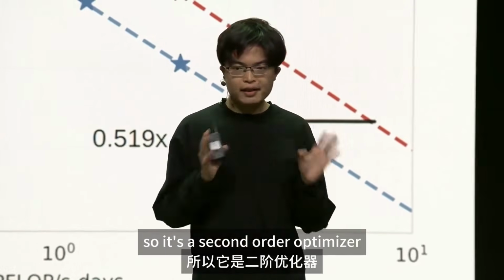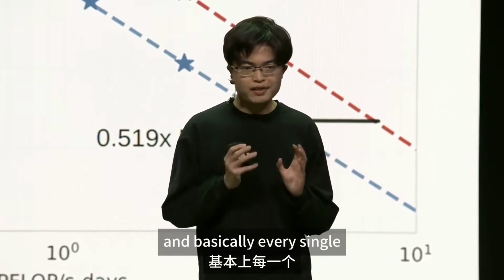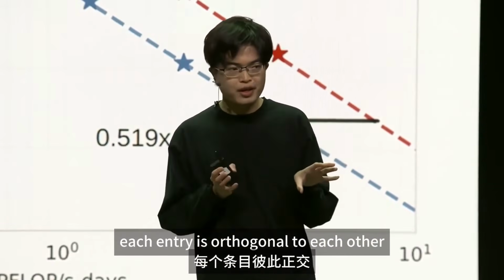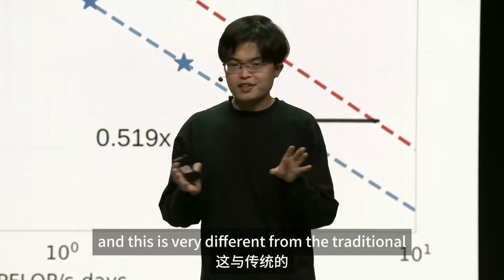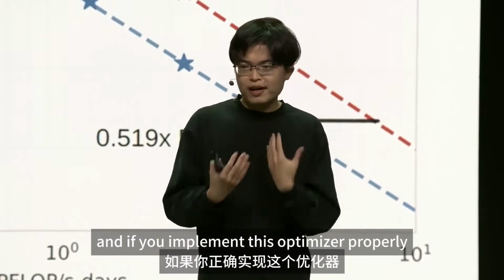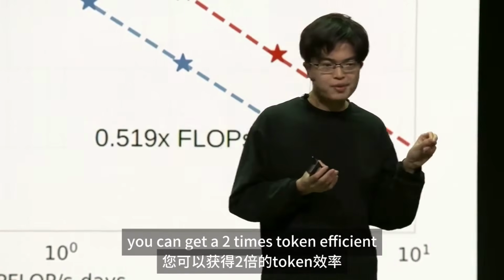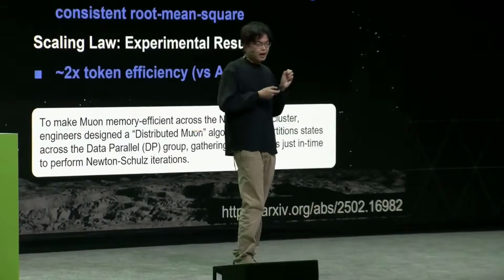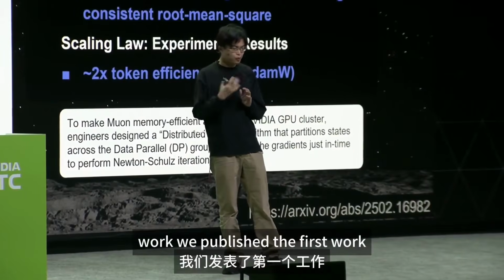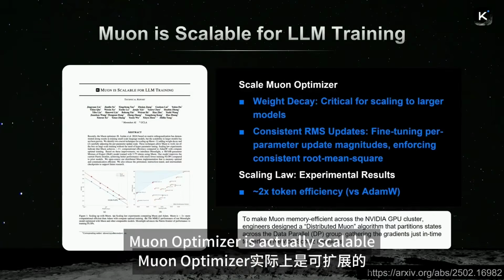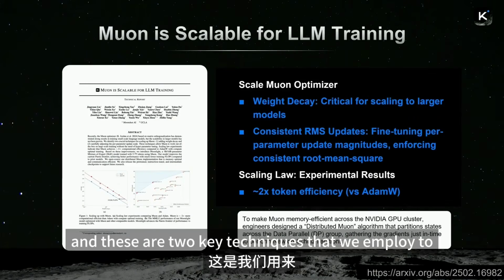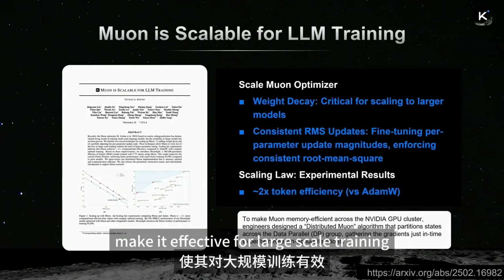It's a second-order optimizer. Basically, every single gradient update is transformed in a way that each entry is orthogonal to each other. This is very different from the traditional Adam optimizer. If we implement this optimizer properly, you can get a 2 times token efficiency improvement. We published the first work to demonstrate that the Muon optimizer is actually scalable for LLM training. And there are 2 key techniques that we employ to make it effective for large-scale training.